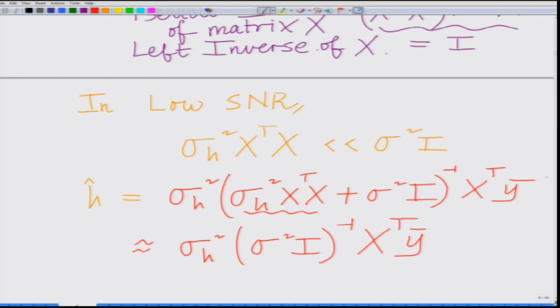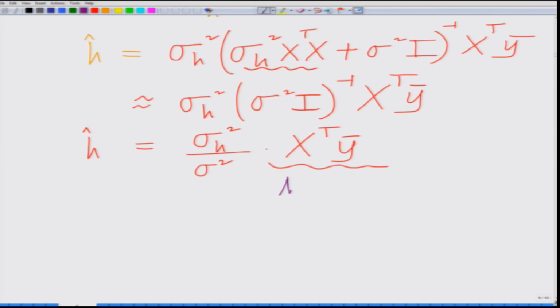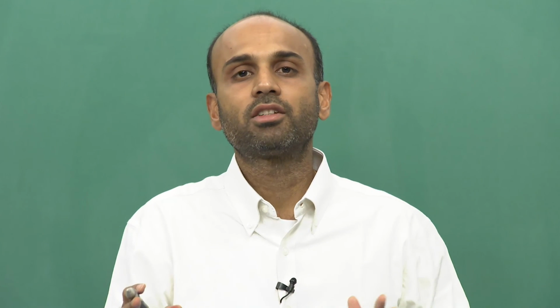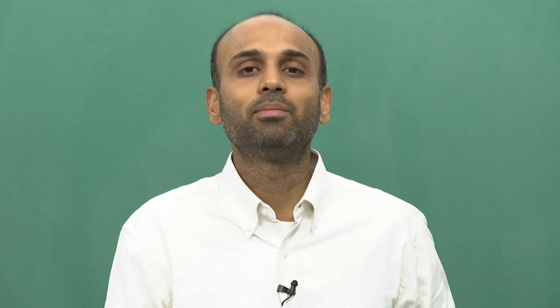I have to write y bar over here, and what is this? Now, if you look at this, sigma square is a scalar, so this is simply sigma h square divided by sigma square times x transpose y bar. This is simply x transpose y bar, this is simply a matched filter, or your MF, because your signal is x. Your y bar equals x h bar plus v bar, you are simply multiplying by x transpose into y bar, and of course a scaling factor, sigma h square divided by sigma square. This is simply your matched filter.